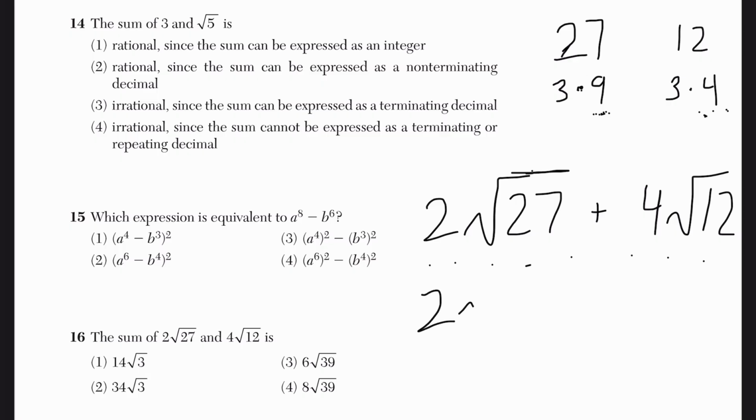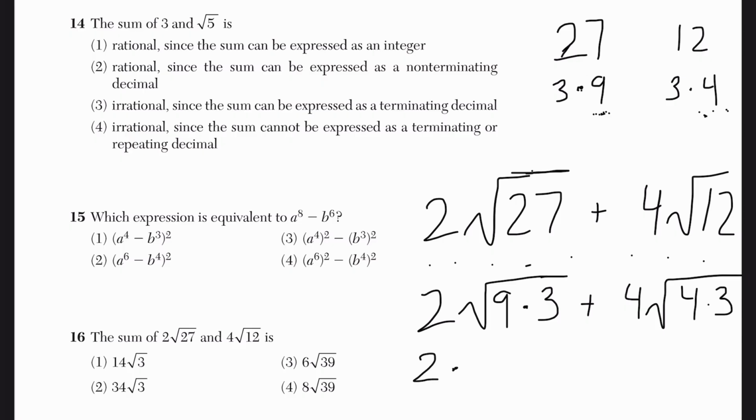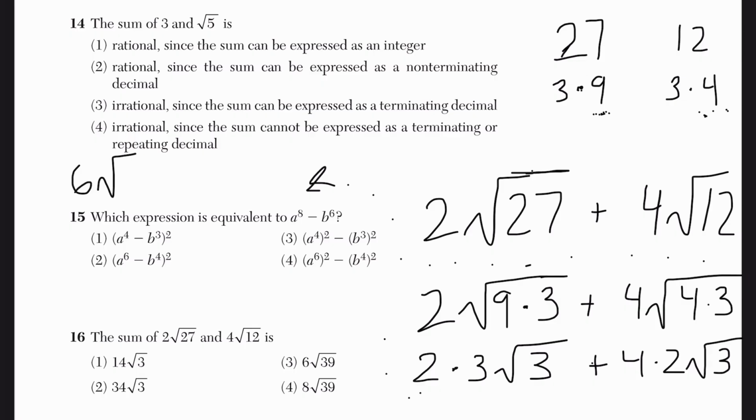So you could rewrite this as 2 radical 9 times 3 plus 4 radical 4 times 3. But since 9 and 4 are perfect squares, you can take their square roots out as 2 times 3 radical 3 plus 4 times 2 radical 3, which is going to give us, running out of room, 6 radical 3 plus 8 radical 3, which is going to be 14 radical 3.